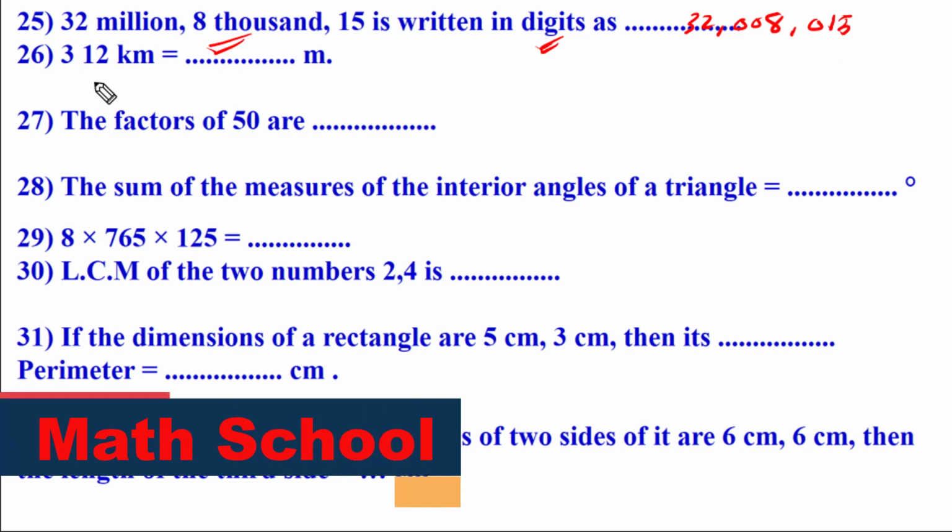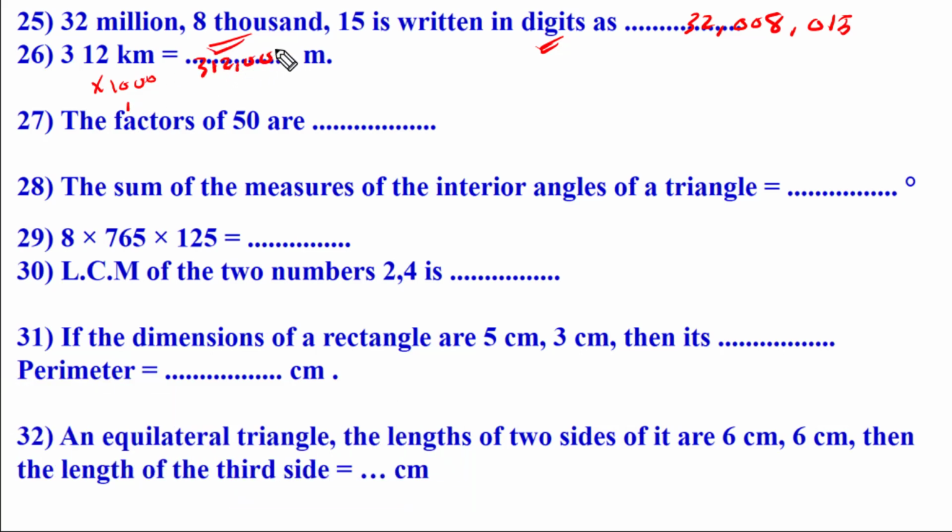312 kilometer equals how many meters, guys? We will multiply by 1,000. So it will be 312,000 meter.